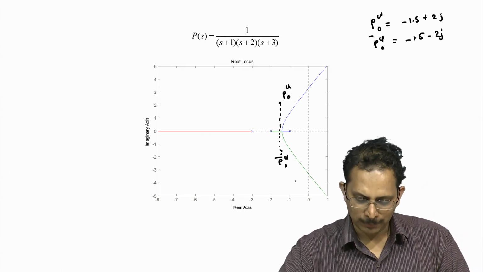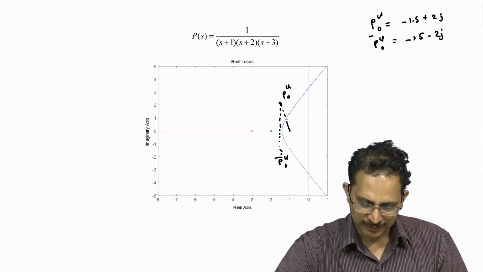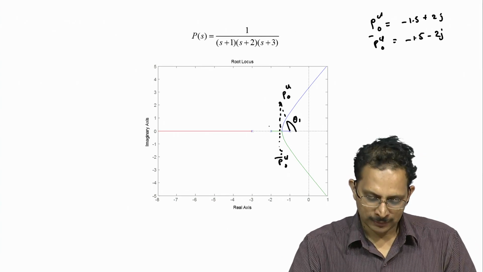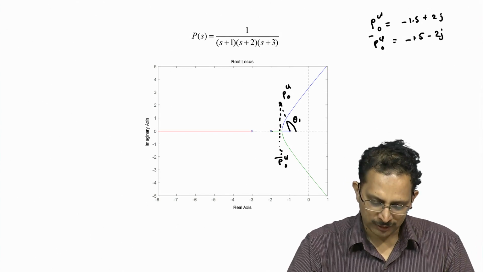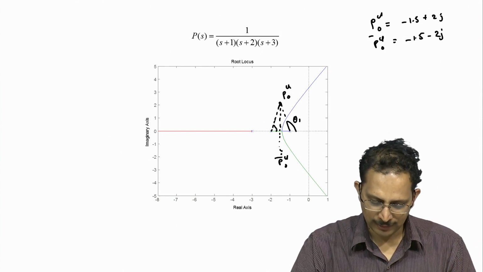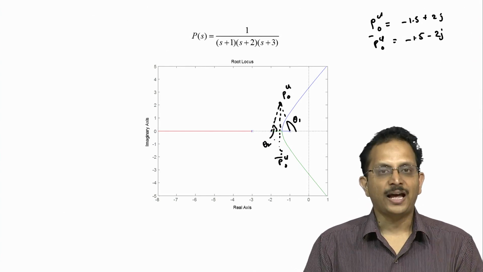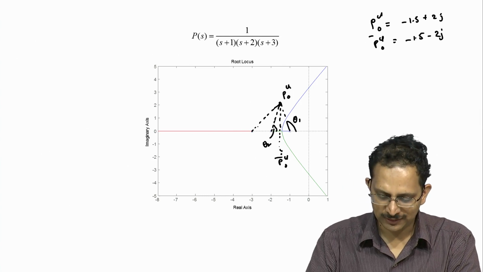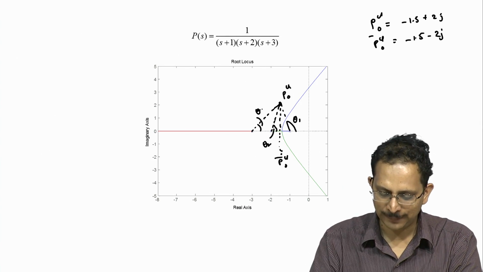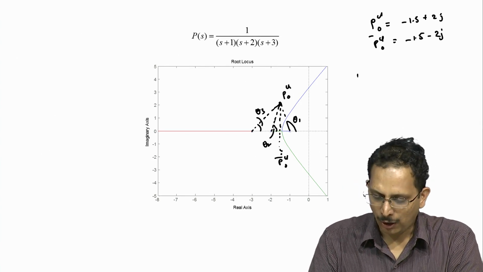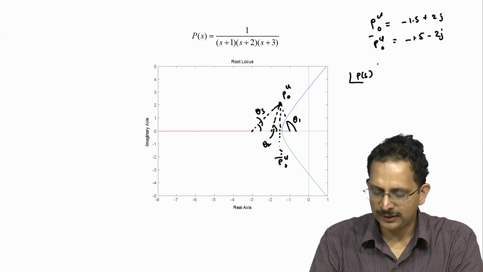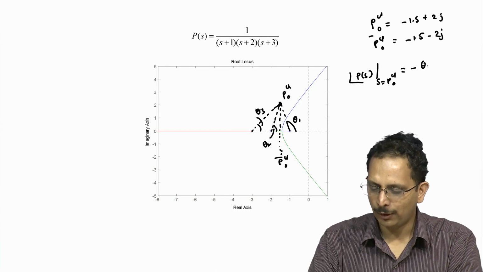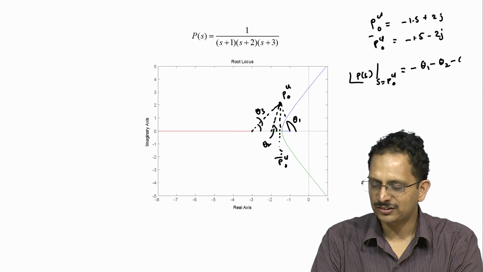The angle subtended by the pole at minus 1 at PCL naught is given by this particular angle. I shall call it theta 1. The angle subtended by the pole at minus 2 at PCL naught is given by this particular angle. I shall call it theta 2. The angle subtended by the third pole of the plant at minus 3 at the point PCL naught is given by this angle and I shall call that theta 3. So, the net angle of P of s at the point s equal to PCL naught will be equal to minus theta 1 minus theta 2 minus theta 3.